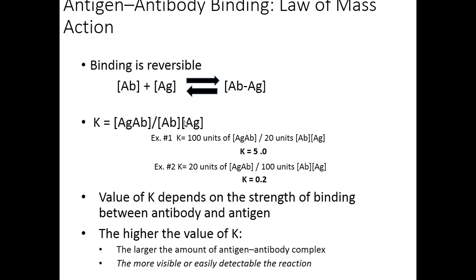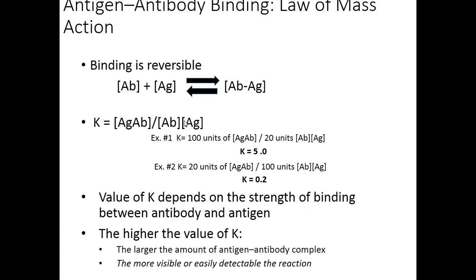Let's look at two simple examples I have here. When we calculate K, that constant is going to help us determine how strong a reaction is. Let's look at some simple examples, and we're going to see what it means to have a high or a low value of K. That's going to dictate for us whether or not the antigen-antibody complex is strong enough. So let's look.